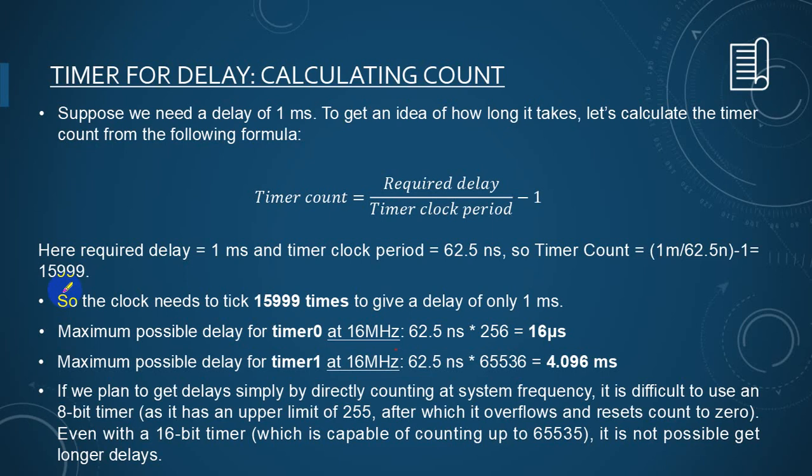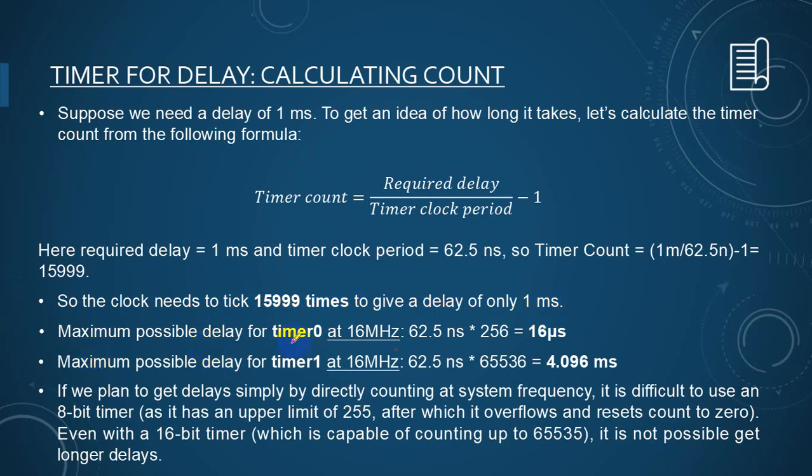With 8 bits, how many counts can you make? 2 to the power 8, which is 256. But we need to count 15,999. So that's not possible, and we cannot use timer 0. We can use timer 1 over here. Very good. So the clock needs to count 15,999 times to give a delay of only 1 millisecond.